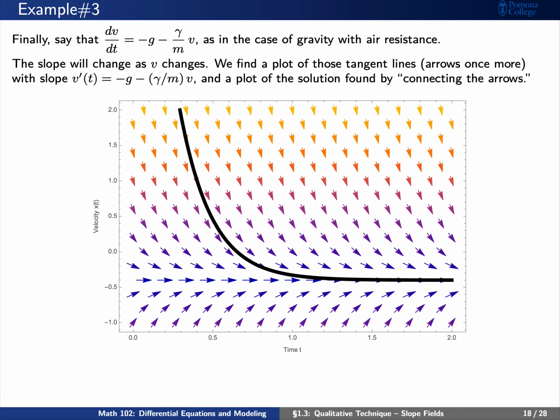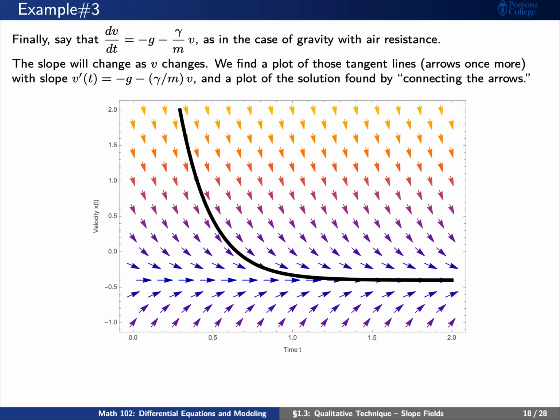Let's do something similar just like before. We'll plot these tangent lines, that is the arrows again, where the slope of the arrows is v prime, which is negative g minus gamma over m times v. And we'll plot the solution v of t just by connecting the arrows. Once again, we have various points here in this grid. The time is along the horizontal axis, and the velocity is along the vertical axis. You can see here that at every point (t, v), we have an arrow.